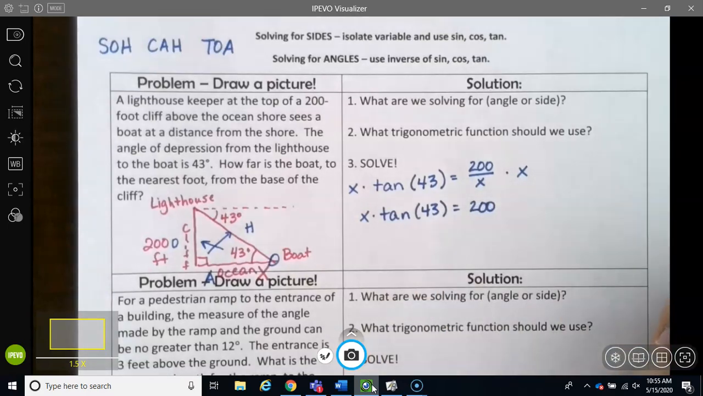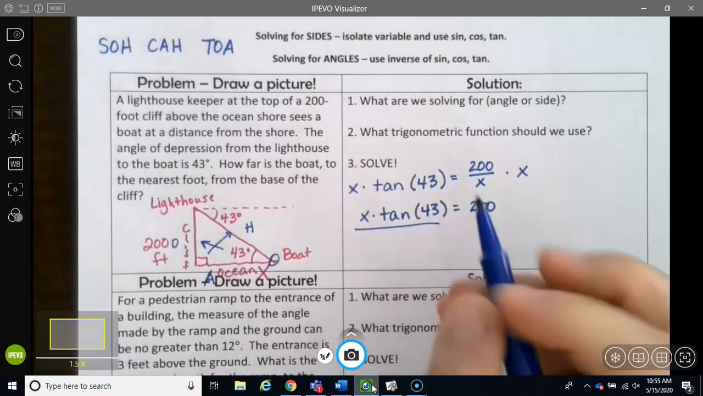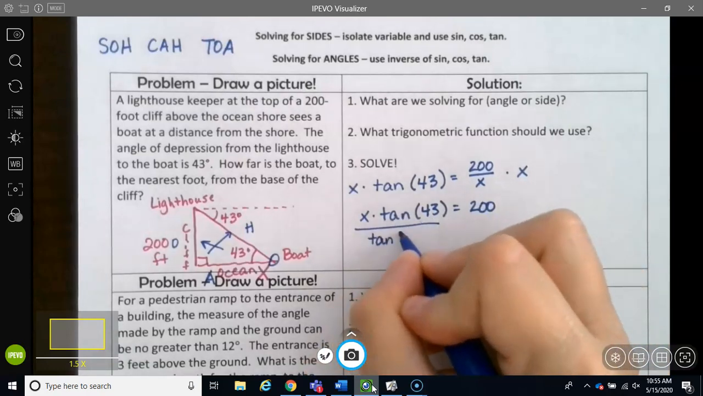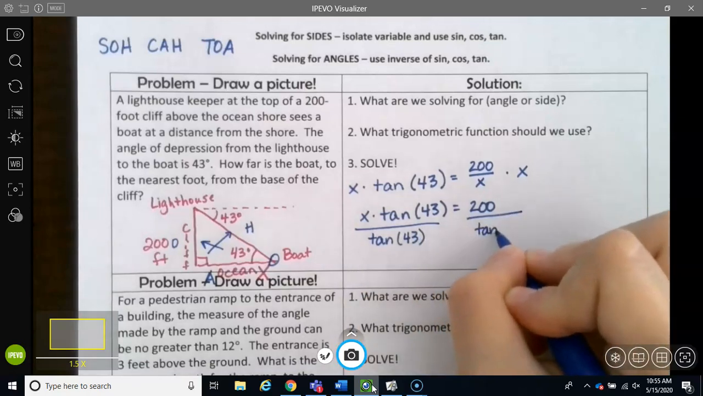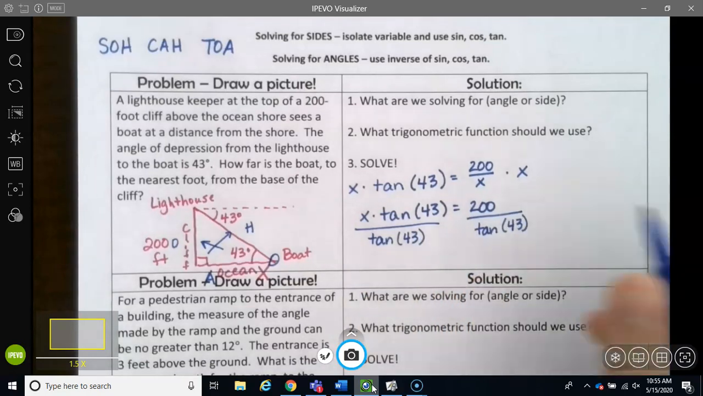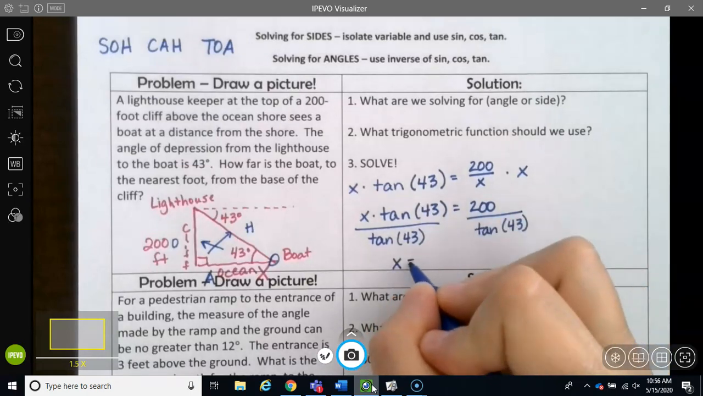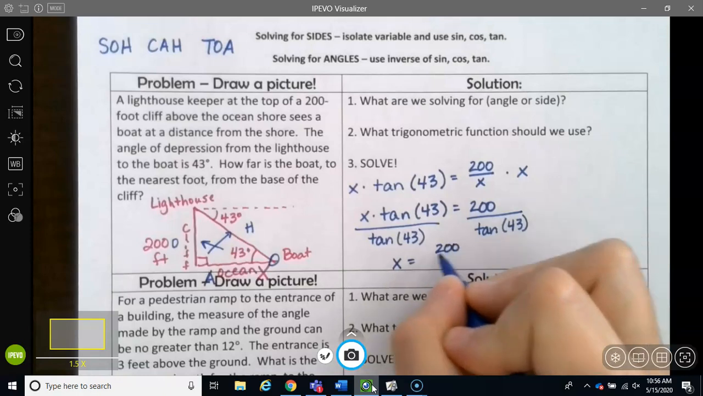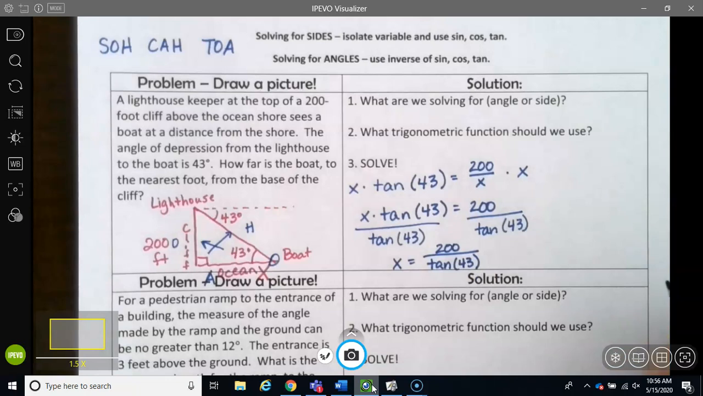That cancels out the x's on the right, leaving just the 200. Then to get x by itself, we divide both sides by tangent of 43. So that cancels out the tangent 43 on the left side, so we're left with x equals 200 divided by tangent of 43. And that's what we type into our calculator.